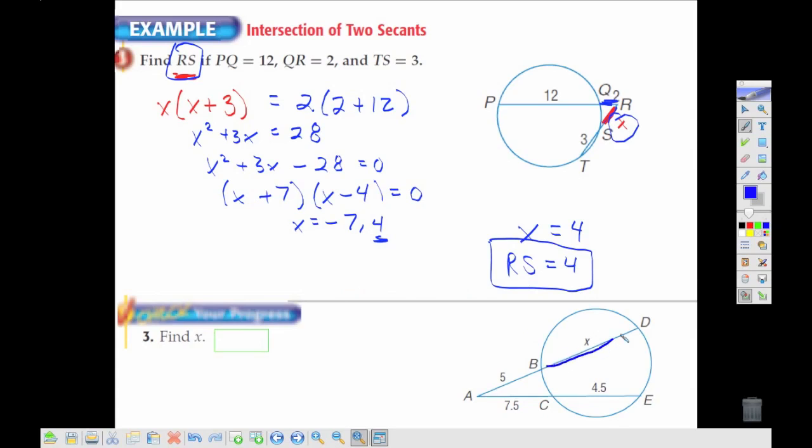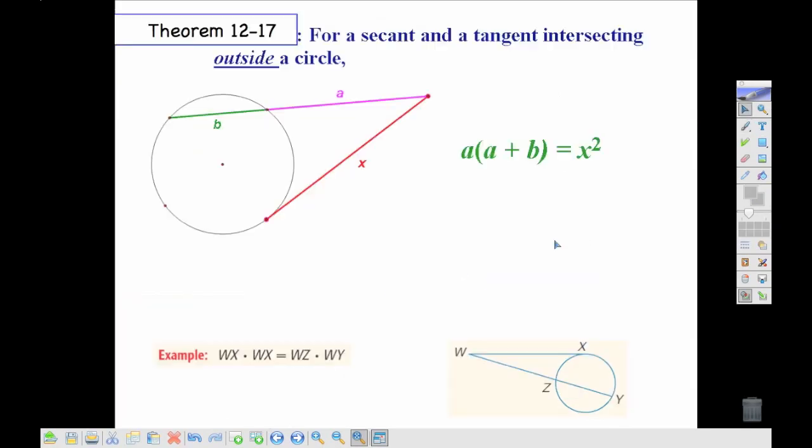For the one on the bottom, we would set this up. Notice this time the x is on the inside, so when we set up that part of it, going with x, the 5 is on the outside. We'll multiply that by the whole thing, 5 plus x, and then down on the other part, the 7.5 is on the outside, so we'll start with that 7.5 times the whole thing, which would be the 7.5 plus 4.5. If we would simplify that, we would end up with 13.